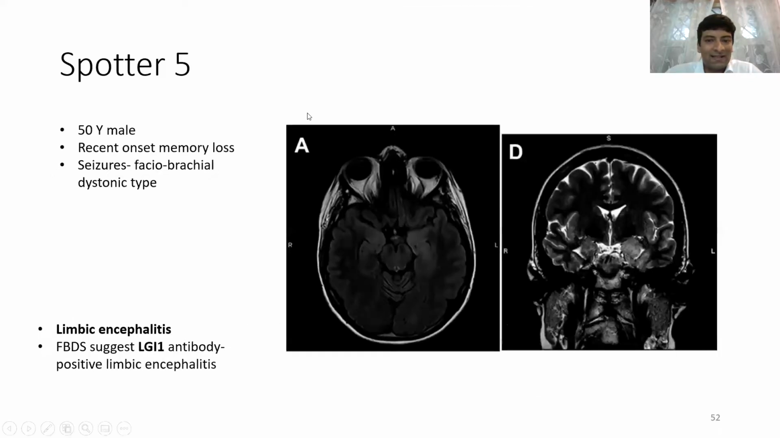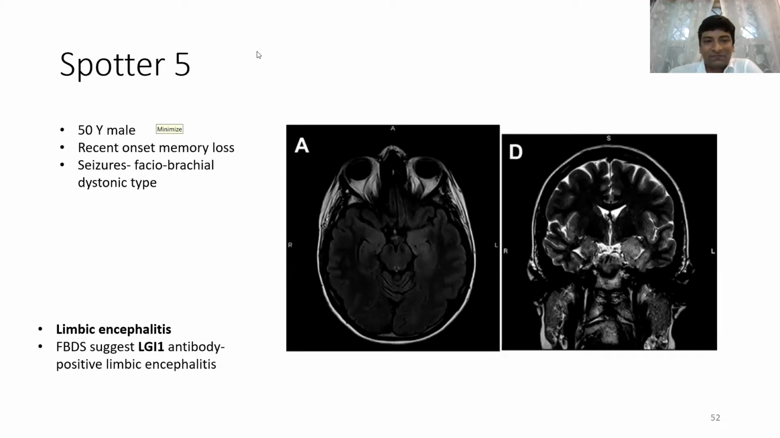Let's go to the next case. Sorry that this is a little dark, but look at the contrast between certain regions. Oh, I'm sorry, the answer is up as well. So this is a 50-year-old male with recent onset memory loss and faciobrachial dystonic seizures. Faciobrachial dystonic seizures are very classical. It's like an almost sudden facial twitch and shoulder jerk, just for a second. So this is classically seen in LGI1 antibody encephalitis.